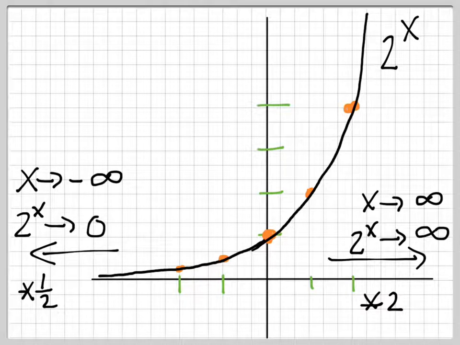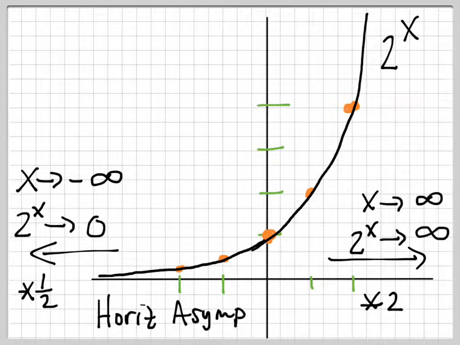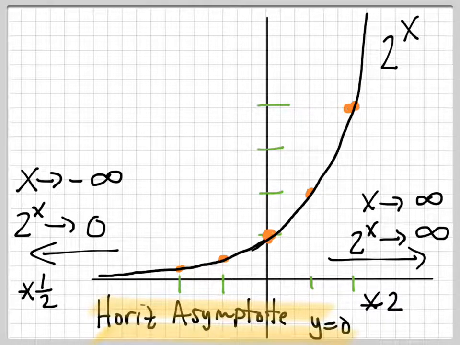So here's an example of something we didn't have when we had polynomials and rational functions. This has a horizontal asymptote, right, of y equals 0, but it's only in one direction. It's only towards -infinity. There is no horizontal asymptote on the right. It increases without bound.